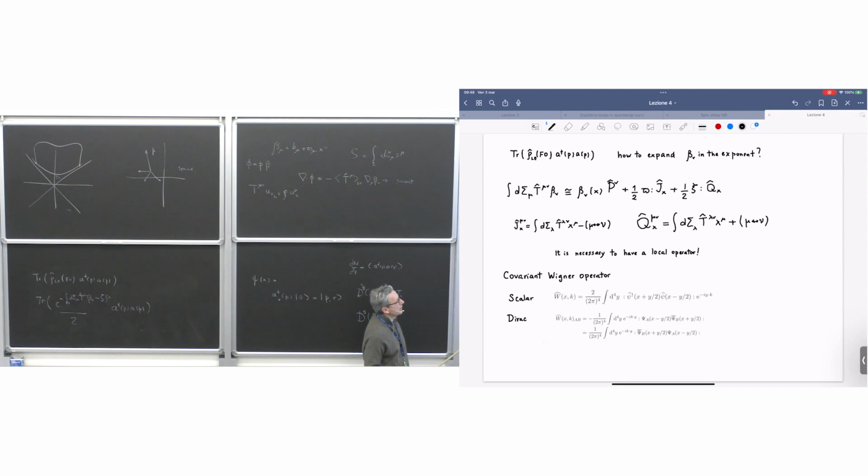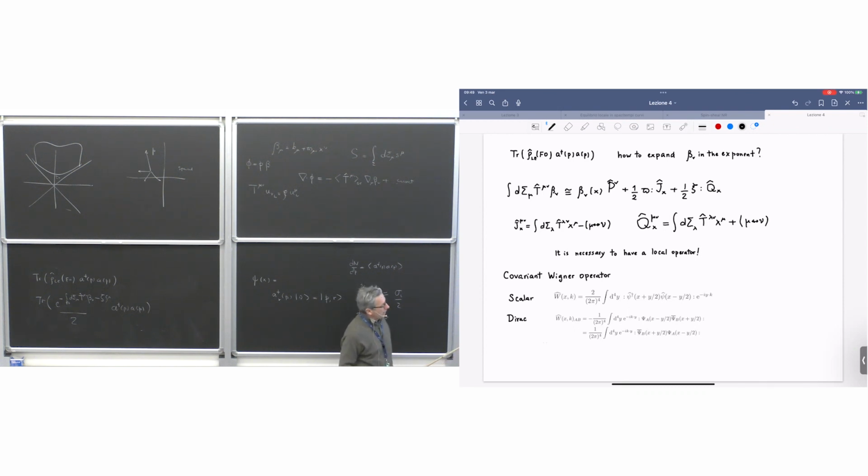And so the best way to do that is to turn this A dagger PA into a local operator by using the covariant Wigner operator. That is the covariant Wigner operator. Well, strictly speaking, it is not a local operator in that it involves a two-point function. However, it is, after all, an operator which depends on x. Okay.